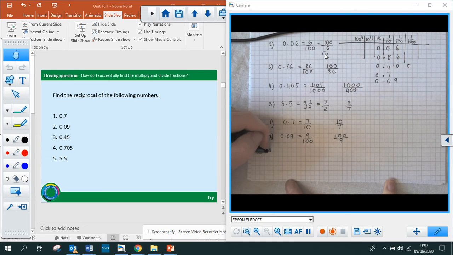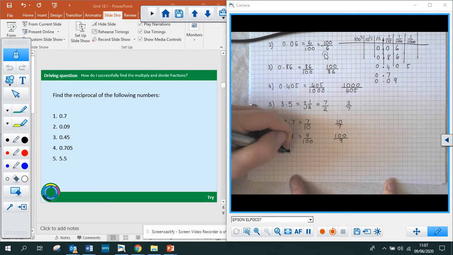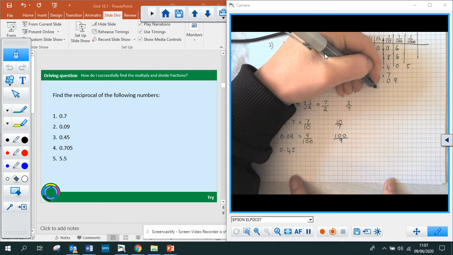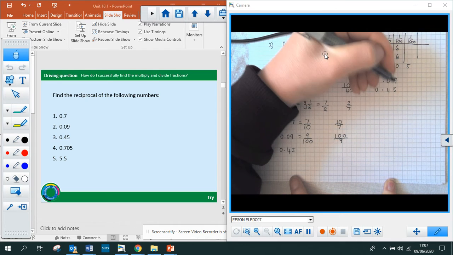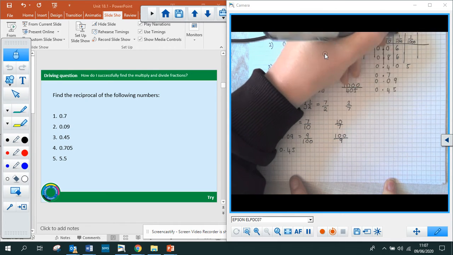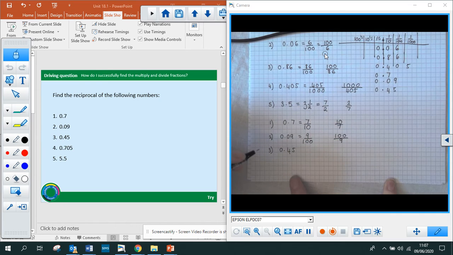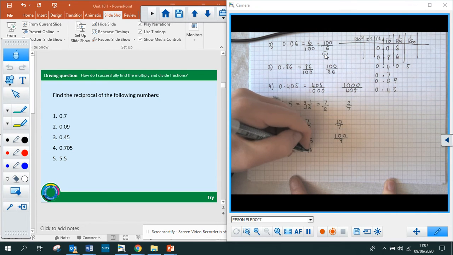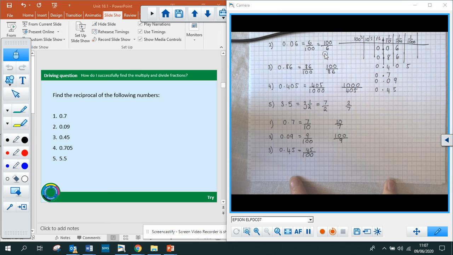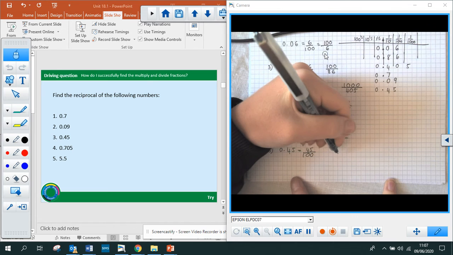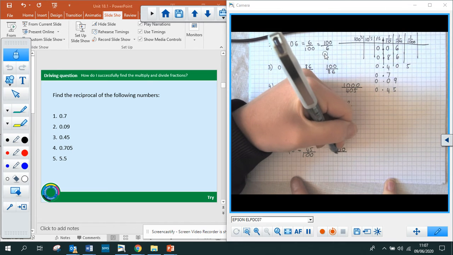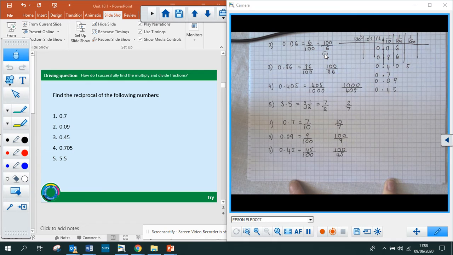3, you've got 0.45. If I put 0.45 into my place value table, my number ends in my hundredth column and I've got 45 of them. So it's 45 over 100 as a fraction. And if I flip that, it's 100 over 45 is the reciprocal. Okay, and like I said, you don't need to simplify for these examples.